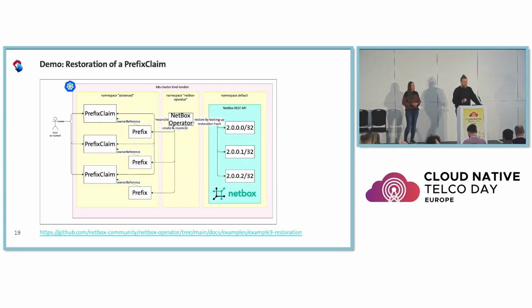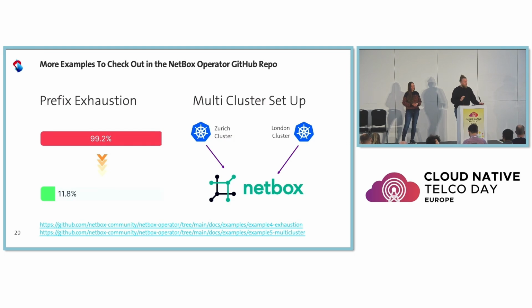So that concludes our demo. We have 2 more demos in the Git repo. One is about prefix exhaustion, which basically allows you, based on this dynamic selection process, to exhaust prefixes. But if you automate it the correct way, then we can overcome that. And the other one is multi-cluster support. So we support consuming NetBox from multiple clusters.